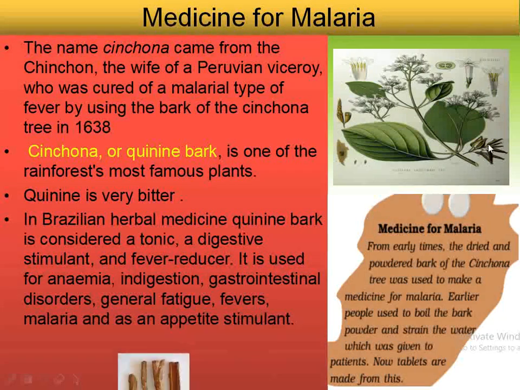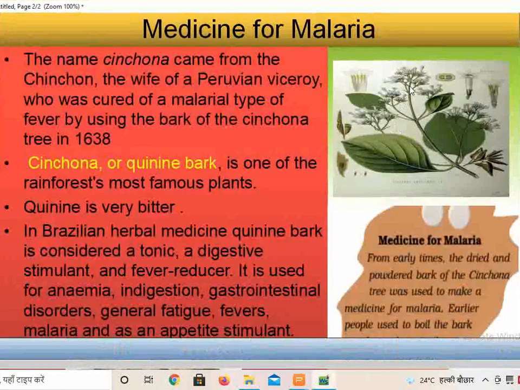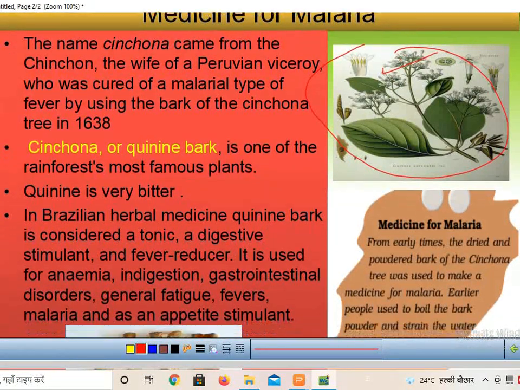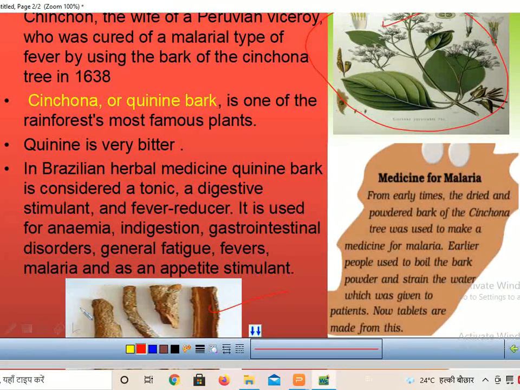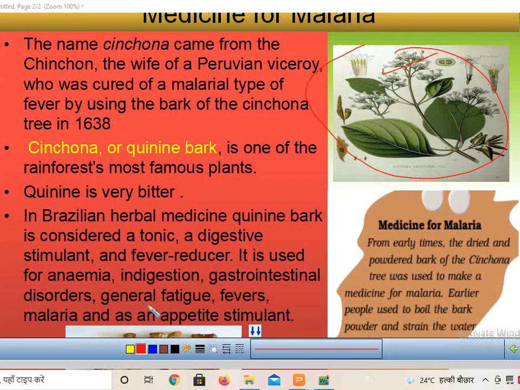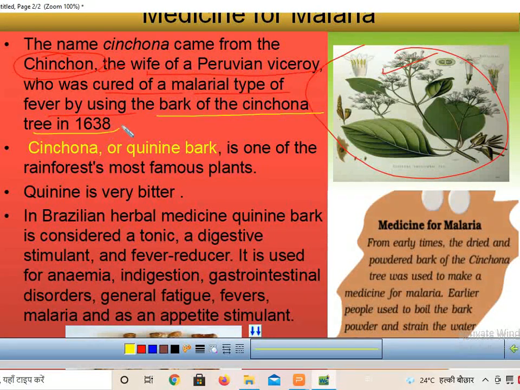Now see, this is the picture of a cinchona plant. Children, see here, this is the cinchona bark or quinine bark. Its powder is made. So where did cinchona come from? Cinchona came from Chinchon, the wife of a Peruvian viceroy who was cured of malarial fever by using the bark of the cinchona tree in 1638.